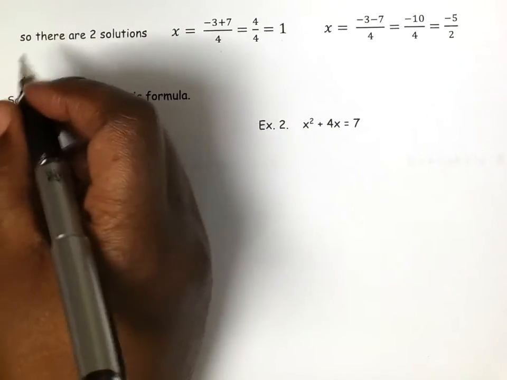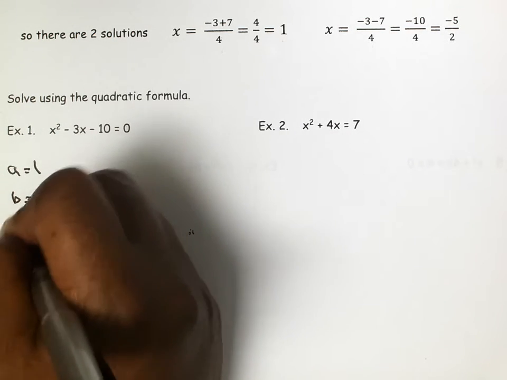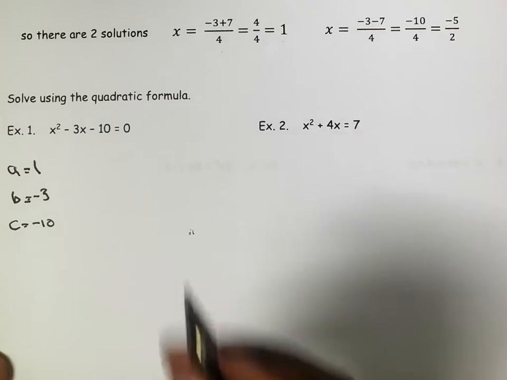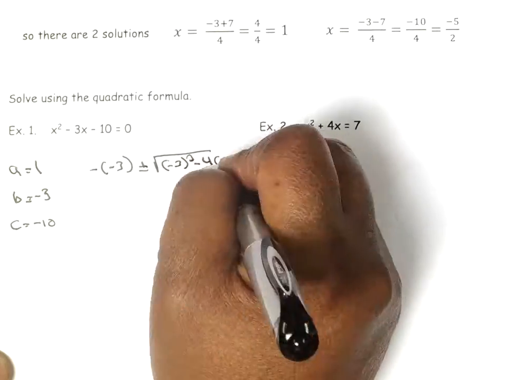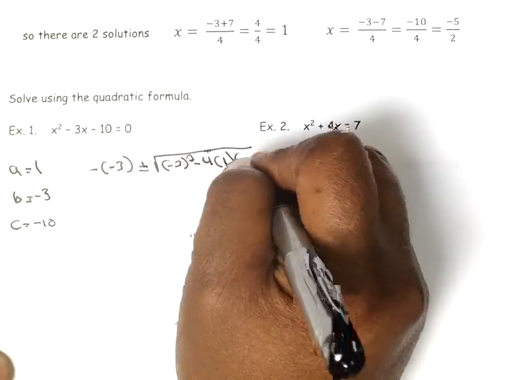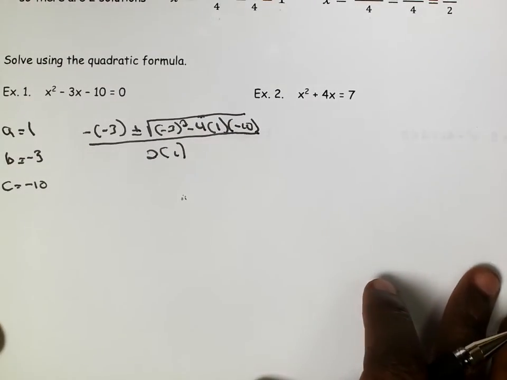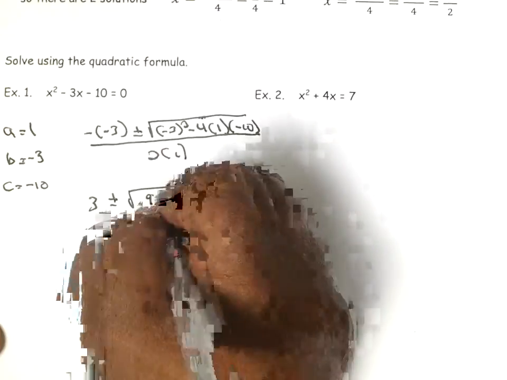Alright, so we're going to go through a couple of problems. This first one, a is 1, b is -3, and c is -10. It was already in standard form, so I didn't have to do anything with that. So I get the opposite of b, plus or minus the square root of b squared minus 4 times 1, which is the a term, times -10, which is the c term, all over 2 times 1. So that's what I need to simplify. I get 3 plus or minus, -3 squared is 9, minus 4 times 1 times negative 10 is going to give me a positive 40, over 2.